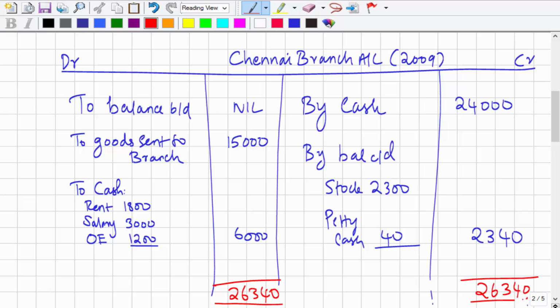That gap is nothing but the profit. So 26,340 minus 6,000 minus 15,000 will give us a balancing figure, which is 5,340, and this is the profit. This will get transferred to general P&L. So to general P&L account, and that is the profit. So this is the profit of the Chennai branch for the year 2009.